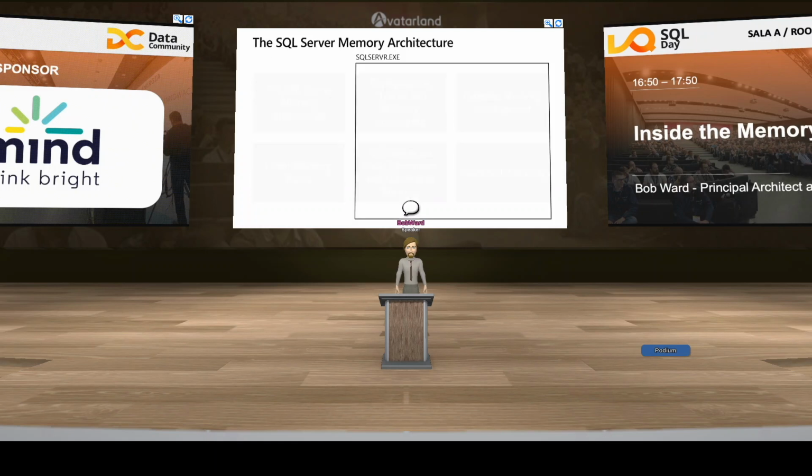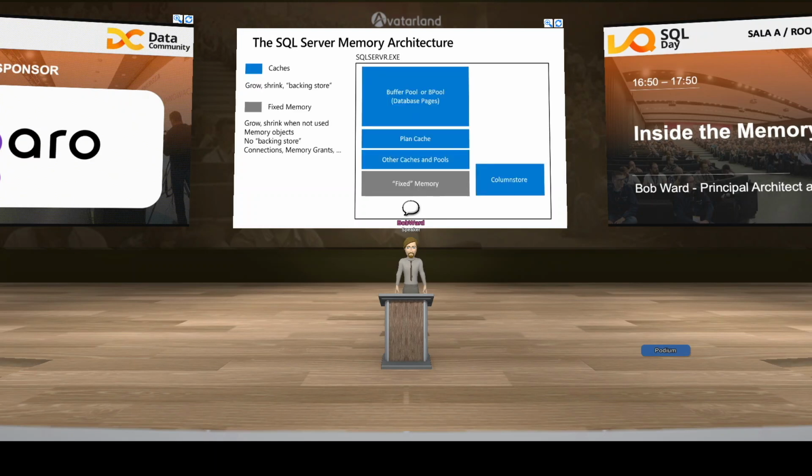Okay, so let's dig in and let's talk about the architecture of SQL Server. This is the SQL Server process. It's important to understand a few major components of the memory architecture of SQL. Number one, and you've seen some of these terms maybe before if you've used SQL Server, we have caches in SQL. Caches for database pages, we call it the buffer pool or B pool. We have caches for plans like procedure plans and ad hoc queries, and a range of other caches and pools, including column store.